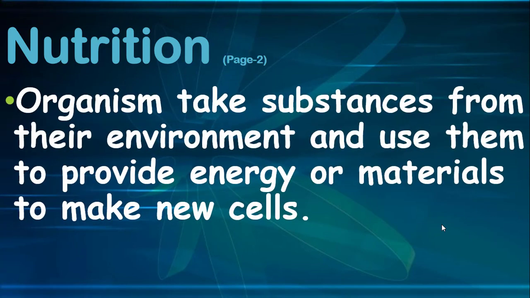Next, dear students, we are going to explain nutrition. All living organisms need food to survive. This is said to be nutrition. Organisms take substances like glucose, proteins, carbohydrates from their environment and use them to provide energy or material to make new cells. For example, carbohydrates are used to make energy. Proteins are used to make cells or repair damaged parts of the body. Fats produce much more energy as compared to carbohydrates and proteins.